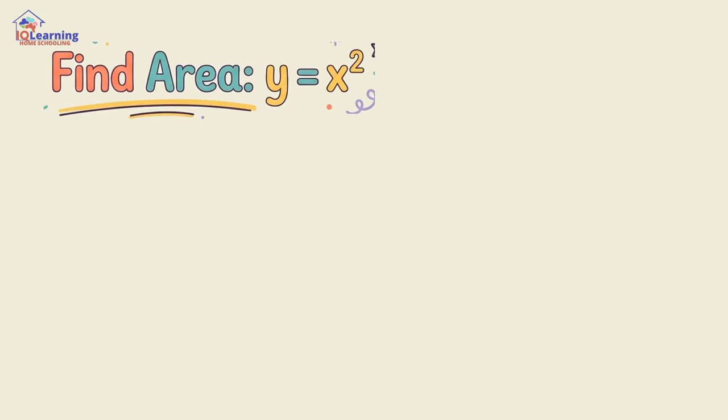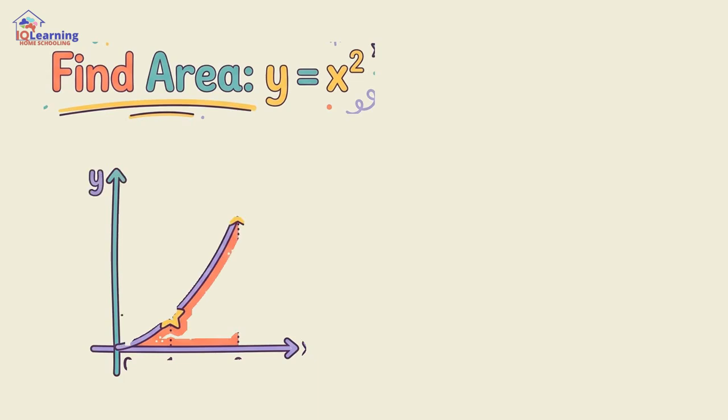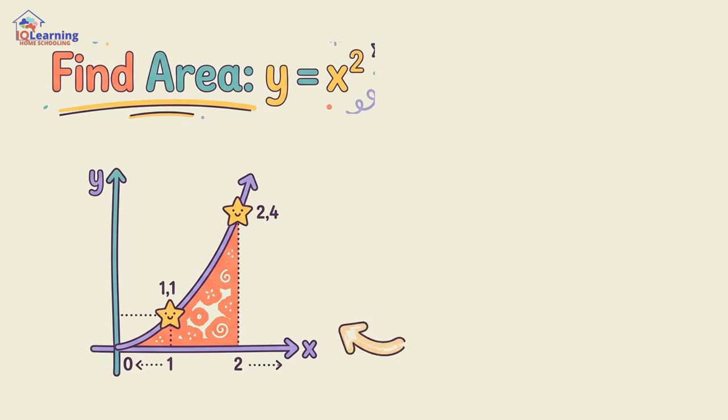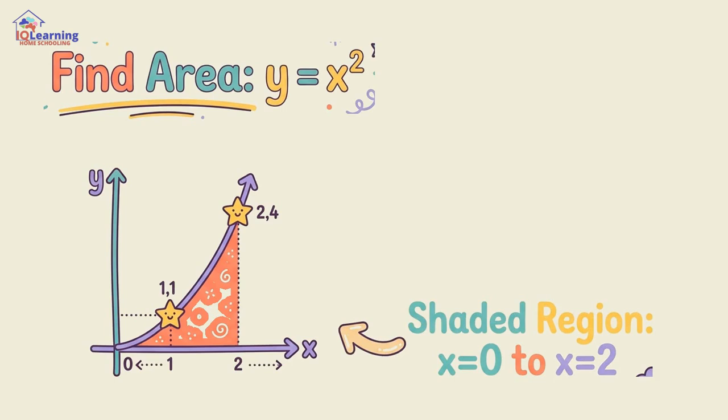We want the area trapped between the curve y equals x squared and the x-axis from x equals 0 to x equals 2. First, picture the graph. The parabola starts at the origin, curves upward, and passes through points like (1, 1) and (2, 4). We only care about the shaded region underneath the curve between those two vertical boundaries.